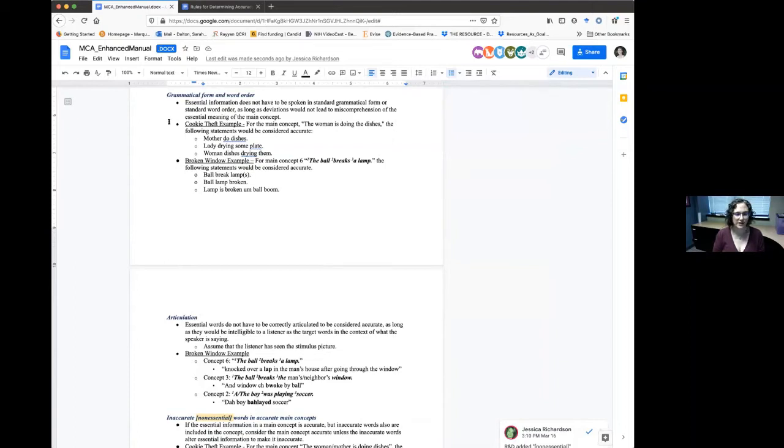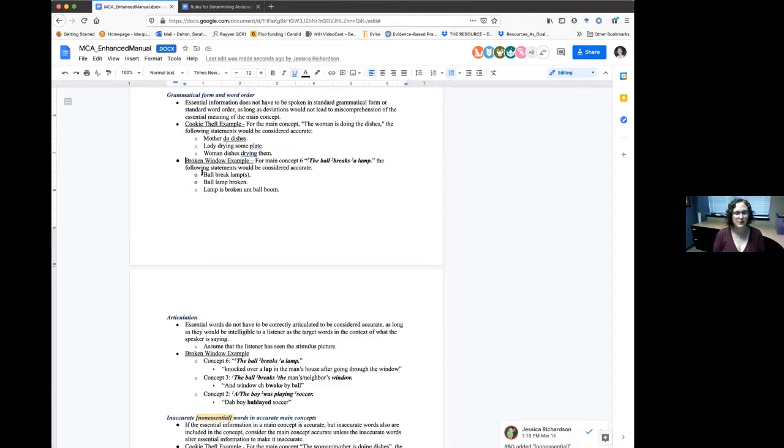And so the cookie theft example is directly from Nicholas and Brookshire. We'll focus here on the broken window example. So for main concept 6, the ball breaks the lamp, the following statements would all be considered accurate: ball break lamp, ball lamp broken, lamp is broken, ball boom.